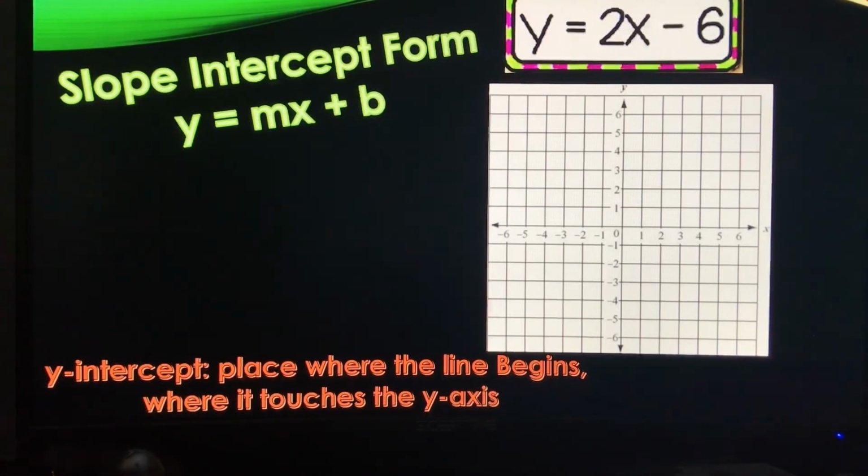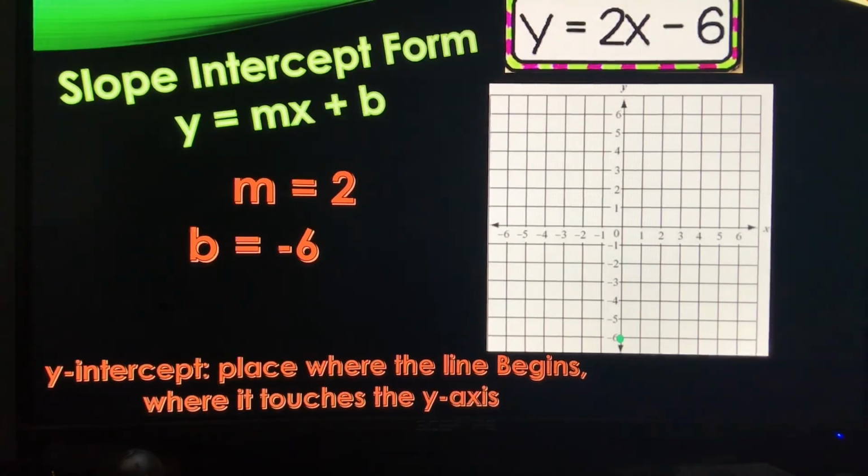So why is this form the best form to work with? Because it's very simple and very quick. We can graph this equation a lot faster than using a table. The table method will always work. You can always pick a couple of points, put them in your input, and get an output. I prefer this method. What we have to first do is identify my slope. Well, my slope in this equation is 2. My y-intercept is -6.